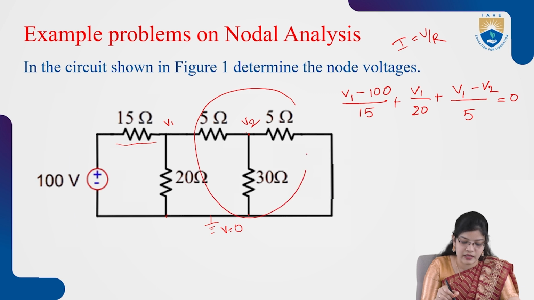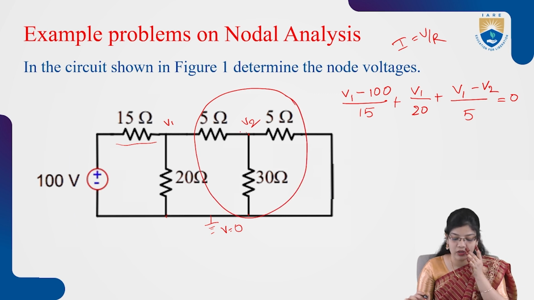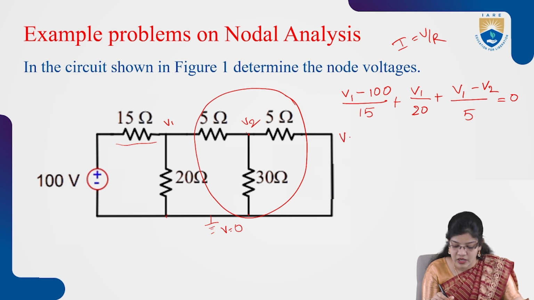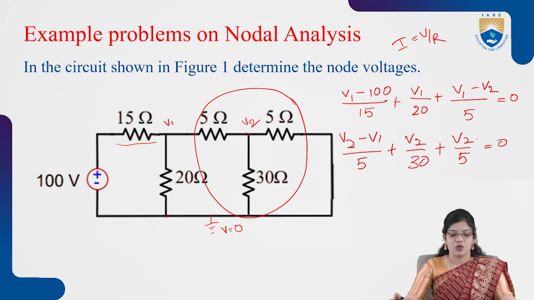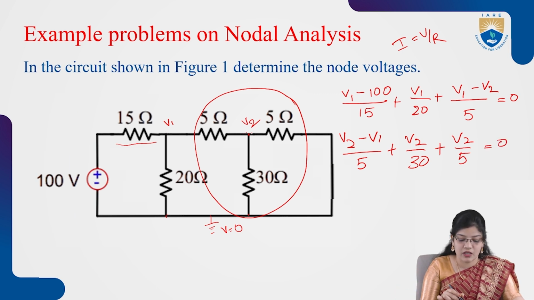So this will be considered under node 2. If I consider this node, then I write the equation as V2 minus V1 by 5 plus V2 by 30 plus V2 by 5 equals 0. Why have I written this equation? Now I am considering the node V2. For the node V2, the elements connected are 5 ohms, 5 ohms and 30 ohms.